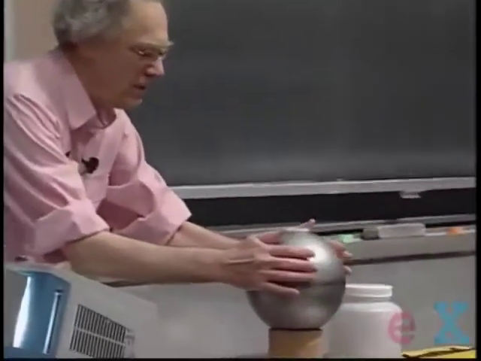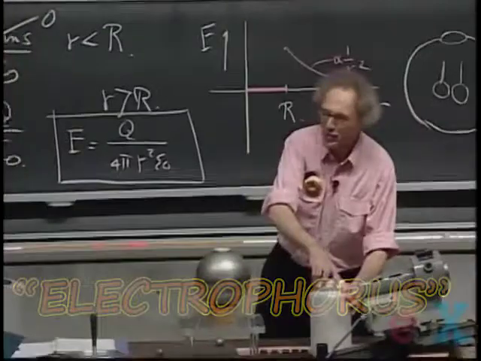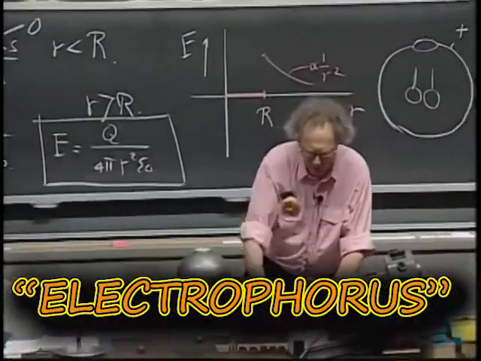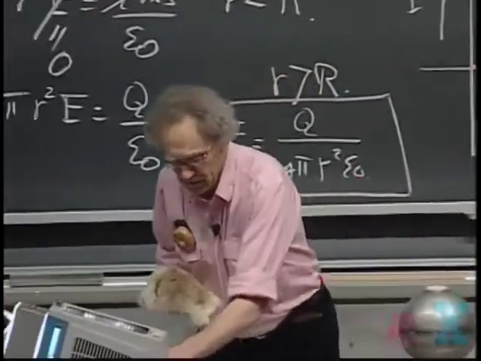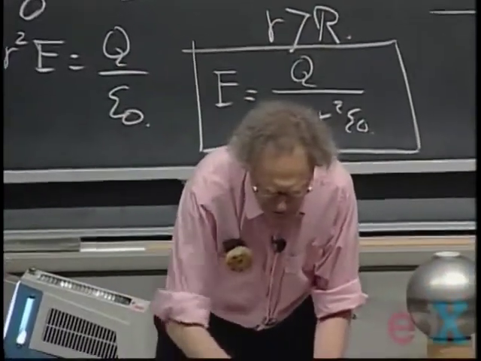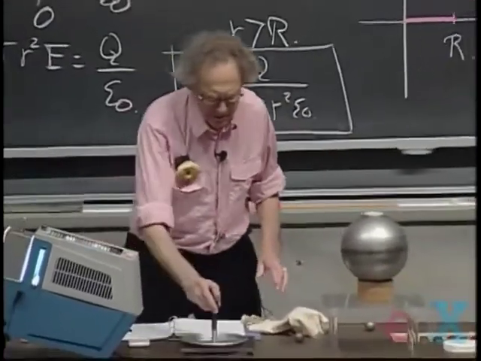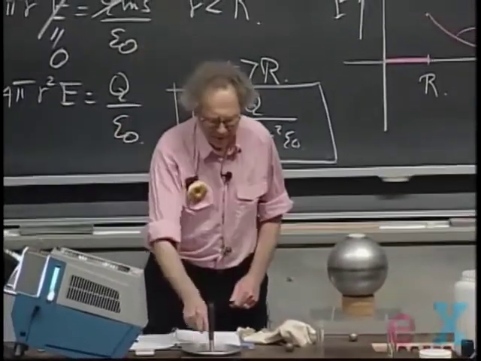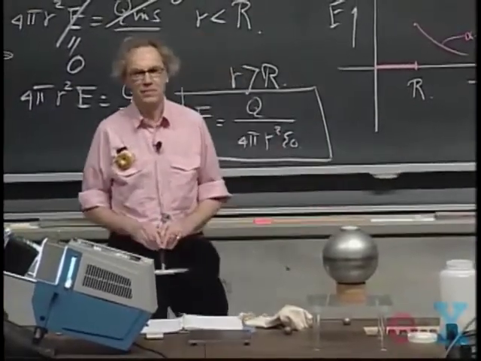So there's the electroscope. Here's the sphere. And the way I'm going to charge it has a nice name. It's called electrophorus. Hard to pronounce. I first rub a glass plate with cat fur. Then I take a metal plate, I put it on top, and I touch it with my finger. And now I transfer charge.